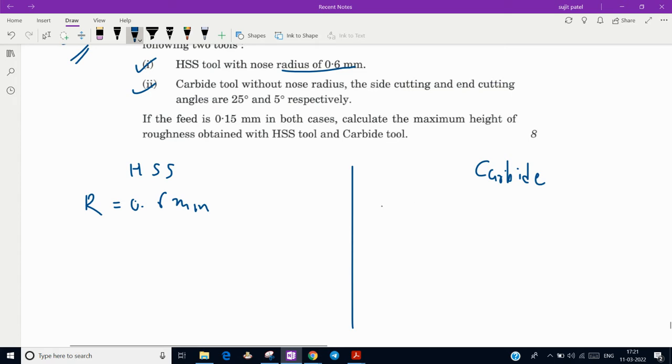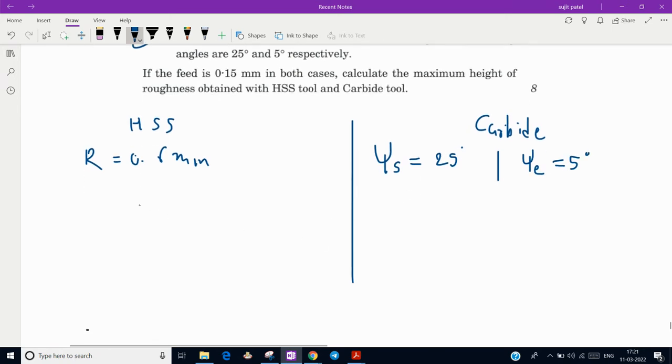The carbide tool has a side cutting edge angle, psi S, that is 25 degrees, and an end cutting edge angle, psi E, that is 5 degrees. If the feed for both cases is 0.15 mm, calculate the maximum height of roughness obtained with the HSS tool and the carbide tool.